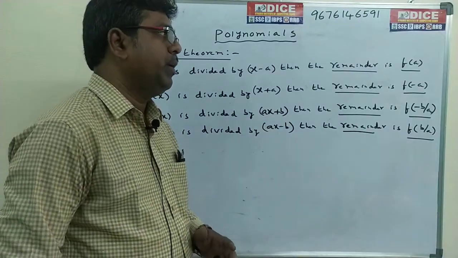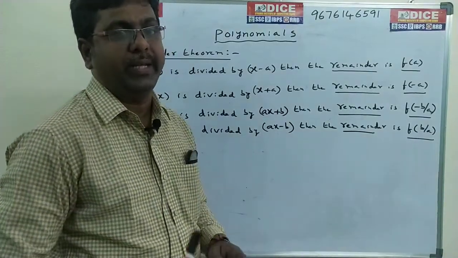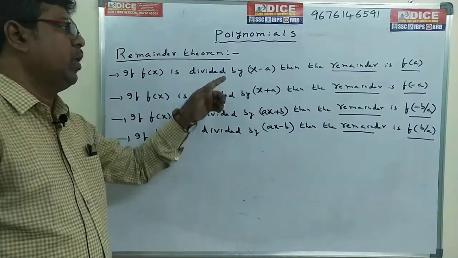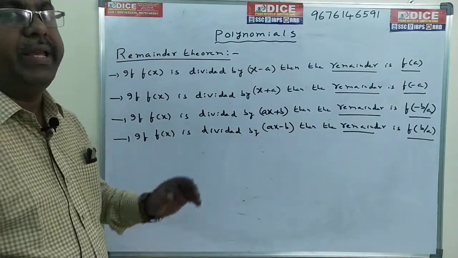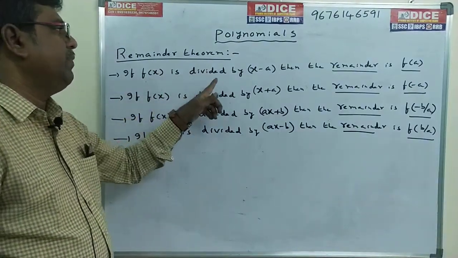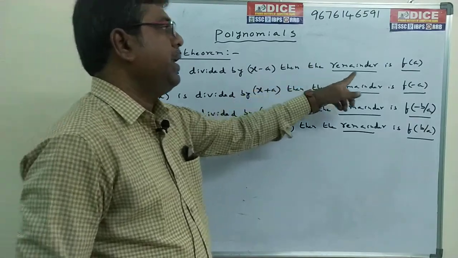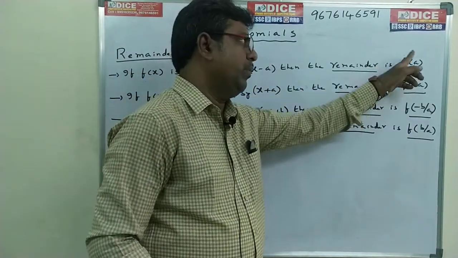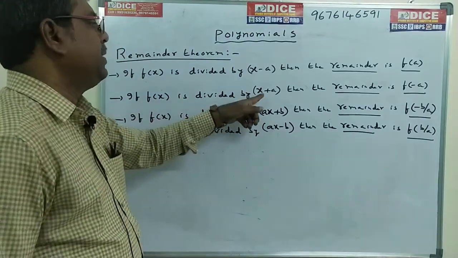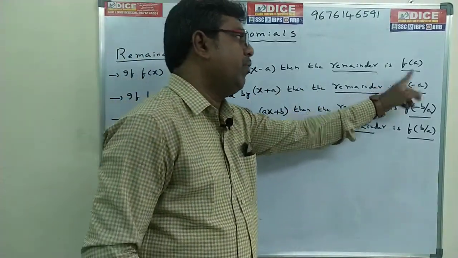This is very important. Based on this you will definitely get one question in ICET, 100%. These are the four formulas. You have to learn these four formulas by heart. It is very easy. If f of x is divided by x minus a, then the remainder is f of a. If f of x is divided by x plus a, then the remainder is f of minus a.